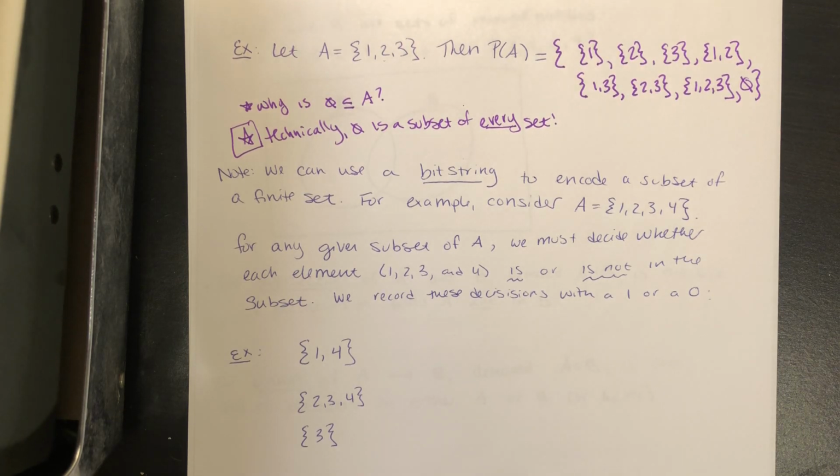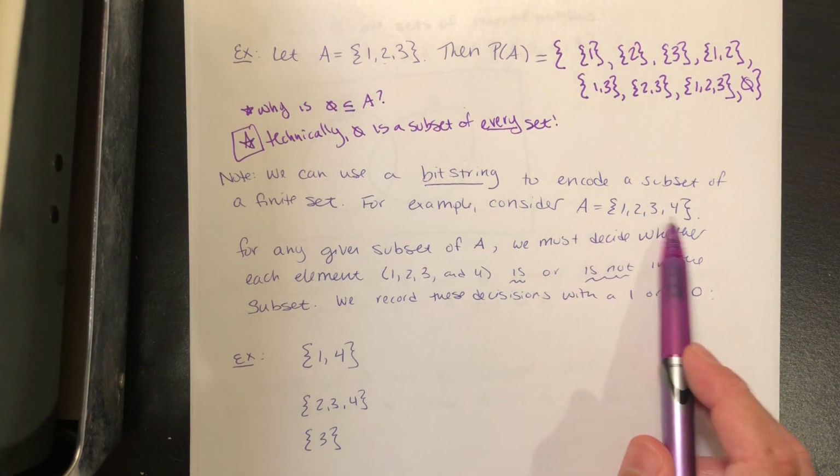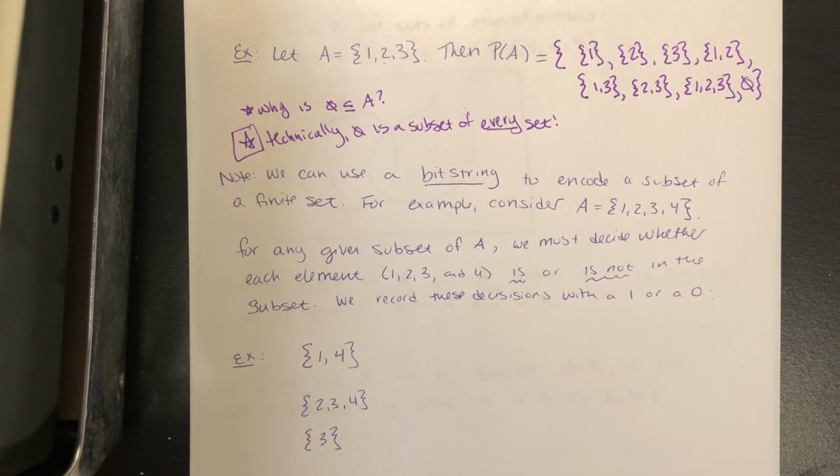As an example, let's say A is the set containing 1, 2, 3, and 4. For any given subset of A, we really have to decide whether each of those 4 elements, 1, 2, 3, and 4, is in the subset or is not in the subset. If we record those decisions with a 1 in the case that it is in the subset, and a 0 in the case that it's not, it's going to give us a binary string of length 4, which we can then translate into a subset.